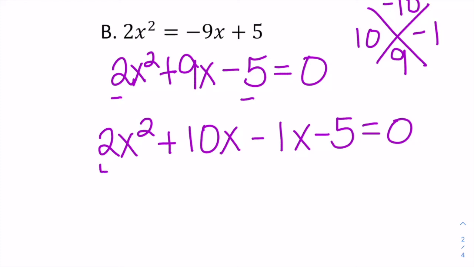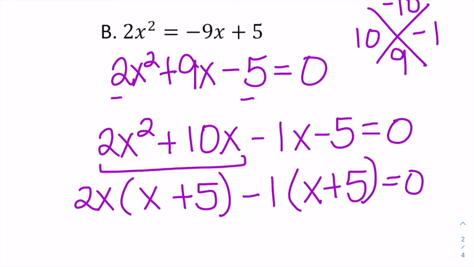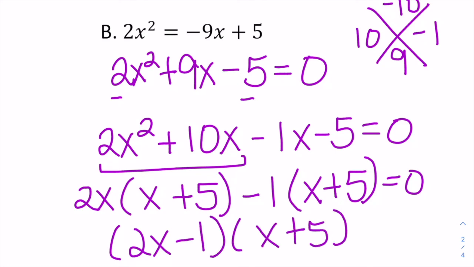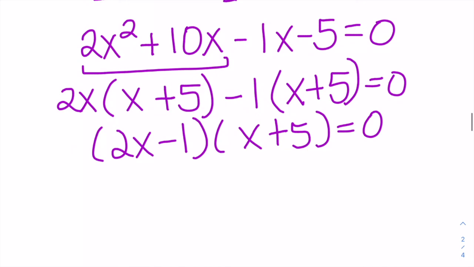Now looking at the first two terms, the GCF is 2x. So that factors into x plus 5. Looking at the next two terms, the only thing I can take out is negative 1, because in the parentheses I want to have an x plus 5. Well, factor by grouping, we get 2x minus 1 and x plus 5. Now we've finished our second step. Our third step was to set each of these factors equal to 0.